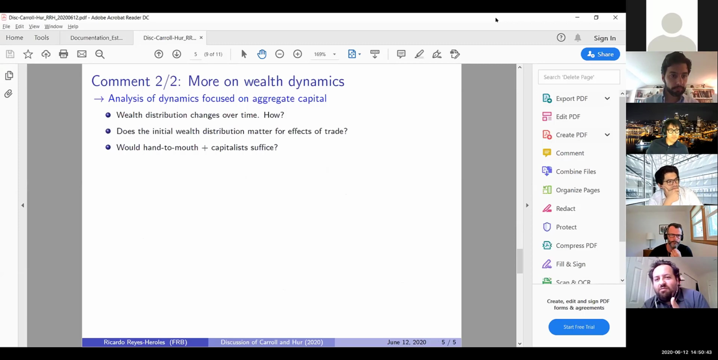I'd love to see more about wealth dynamics in the paper, right? In the end, you focus a lot on what's going on with the aggregates. And the nice feature about the paper is that you have what's going on in the cross section, across wealth levels. So the wealth distribution is changing over time. How? We know that it's not going to be changing a lot, and in this model, specifically in the new steady state, probably the distribution is going to shift, but it's not going to be very different.